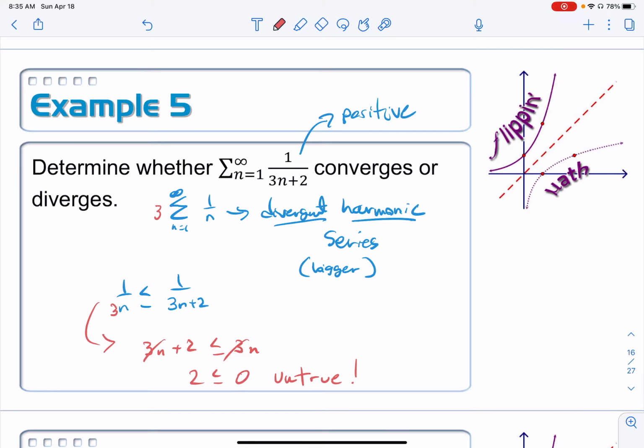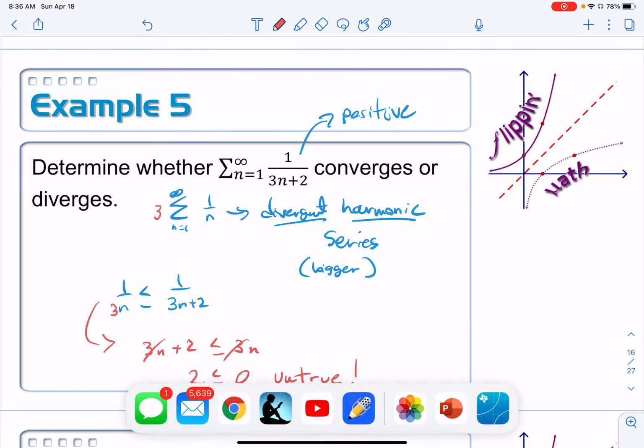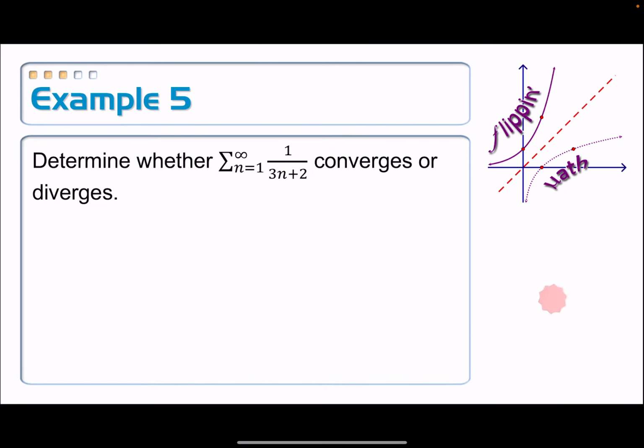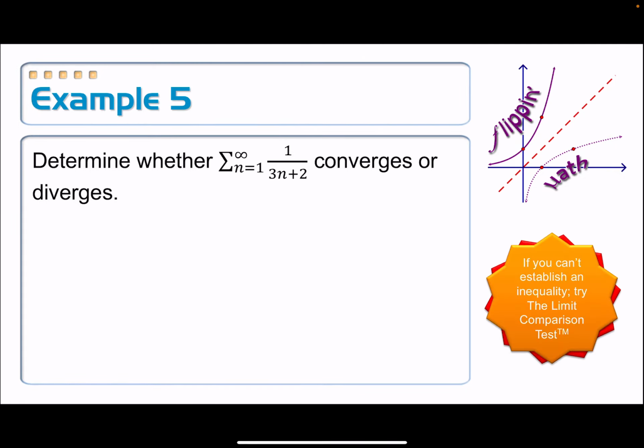Does that mean that this one converges then? No, not necessarily. You can still be smaller than a divergent series and still diverge. You just can't establish it with the direct comparison test. What we need is another test, and that one is going to be the limit comparison test.